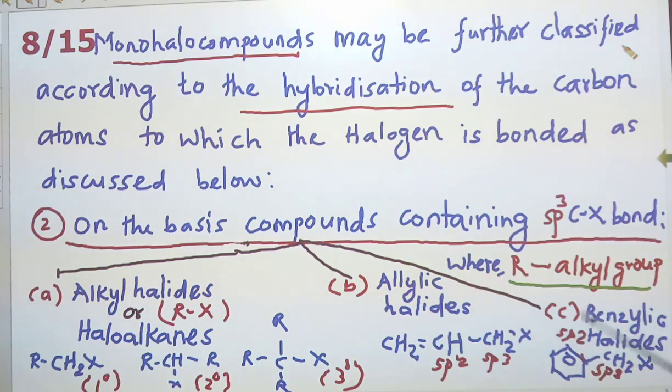When we go for allylic halides, the halogen atom is attached to sp3 hybridized carbon adjacent to sp2 hybridized carbon. When we go for benzylic halides, the halogen atom is attached to sp3 hybridized carbon adjacent to sp2 hybridized carbon of the arene group.